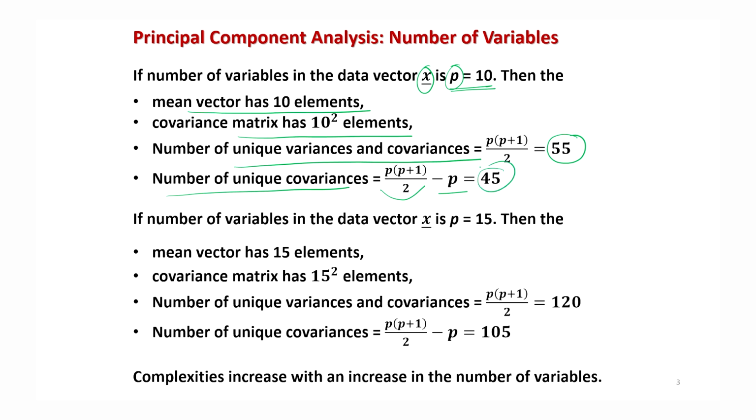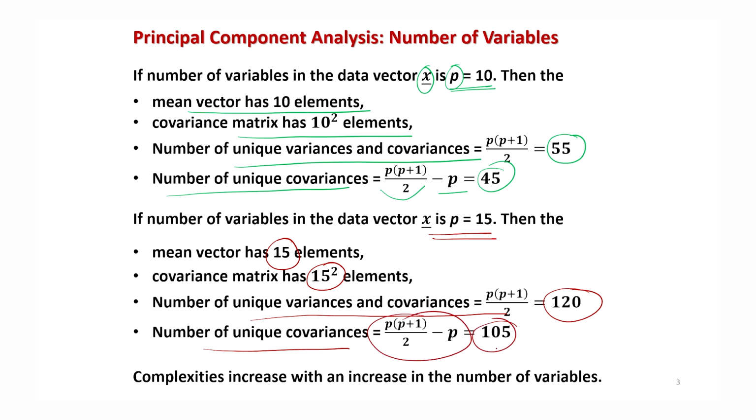But if you increase the number of variables from p equal to 10 to p equal to 15, then the mean vector will have 15 elements. The covariance matrix will have 15 into 15, that is 225 elements. The number of unique variances and covariances will become 120, and the number of unique covariances will become 105. So if you compare 10 with 45, 120 with 55, you can see this number is increasing a lot.